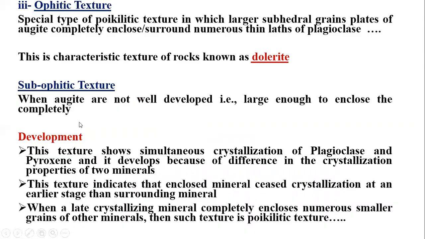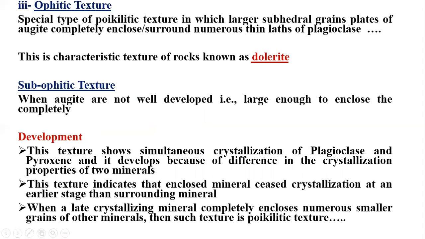What is ophitic texture? It is a special type of poikilitic texture in which large subhedral grains or plates of augite completely surround or enclose numerous thin laths of plagioclase. These black thin laths represent the plagioclase, and they are surrounded by the subhedral grains of the augite. Augite is a pyroxene. Ophitic texture is the characteristic texture of the rock called dolerite. This texture occurs within the dolerite rock.